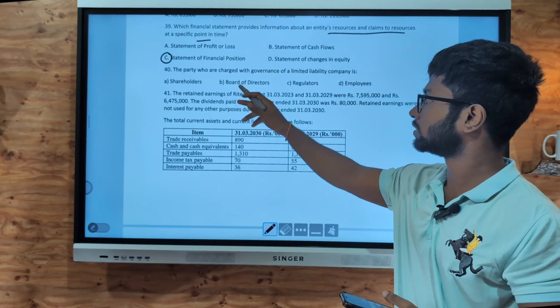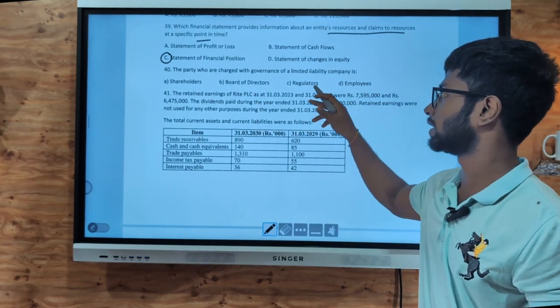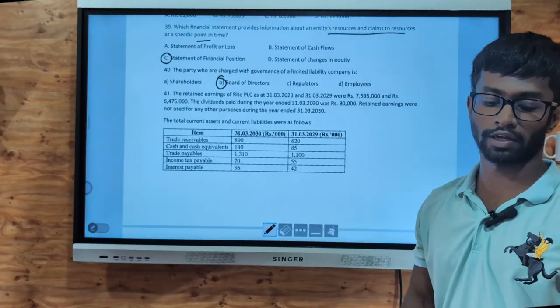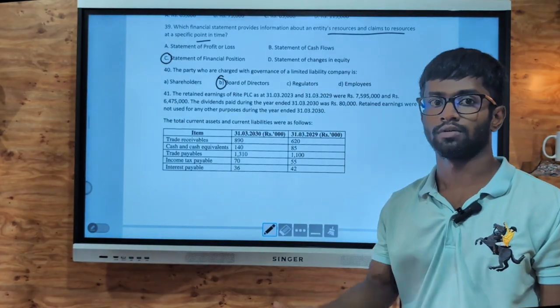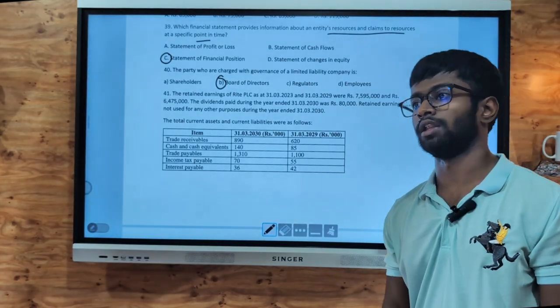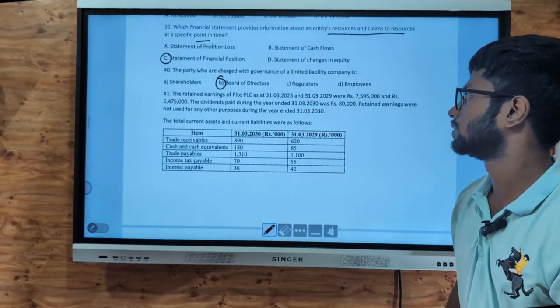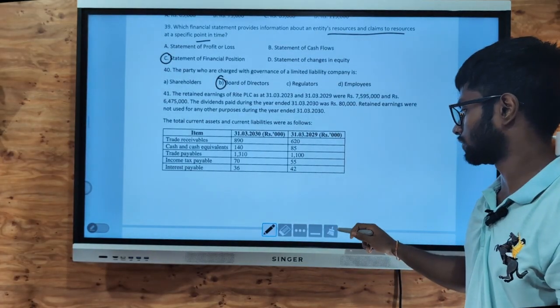Next, the party who is charged with governance in a limited liability company is your board of directors. Board of directors are responsible for how a company is run. We can move on to the next question then.